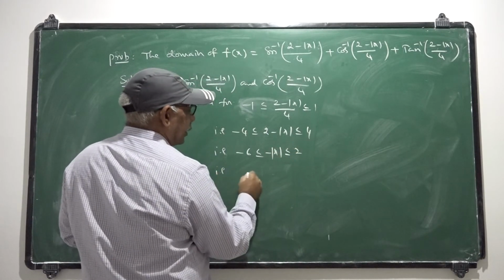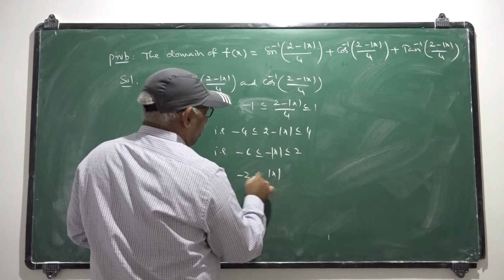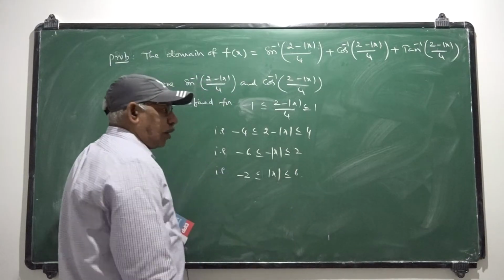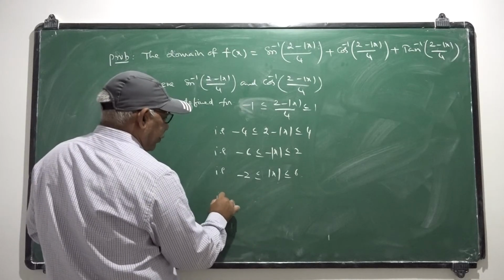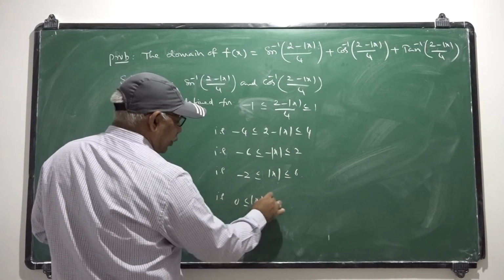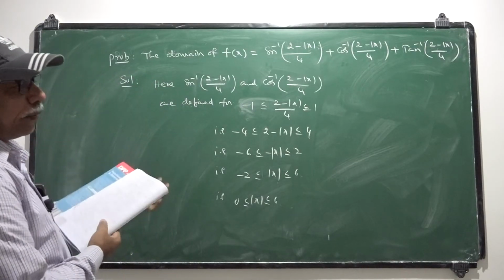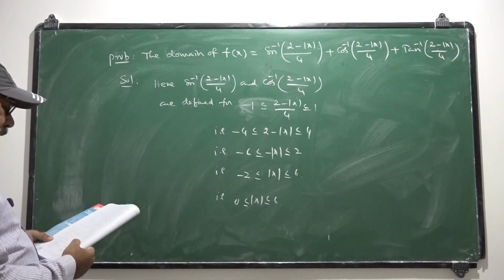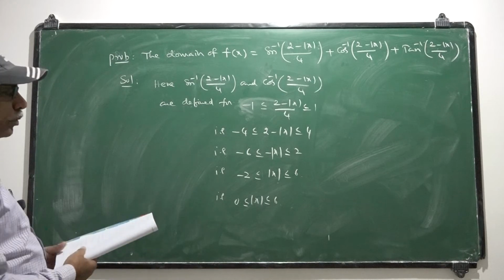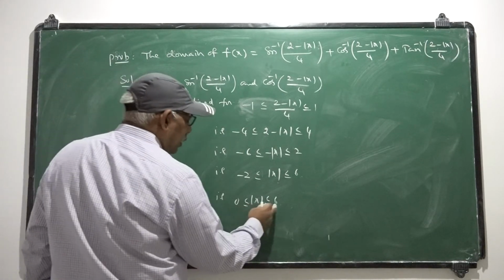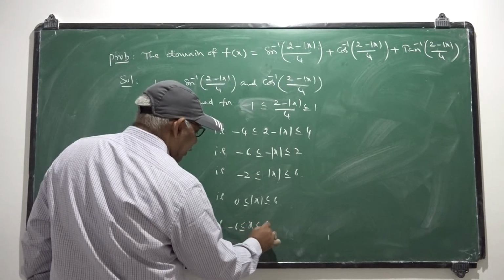That gives us mod x lies between minus 2 and 6. Mod x can never be negative, so mod x lies between 0 and 6, which means x lies between minus root 6 and plus root 6. Okay, mod x is less than or equal to 6 means x lies between minus 6 and 6, of course.